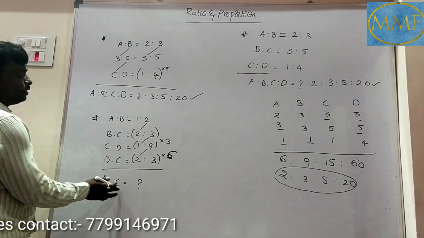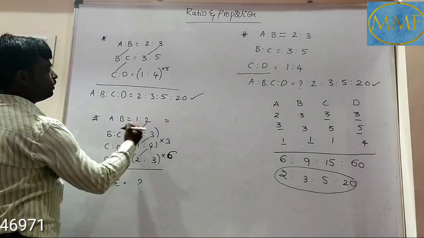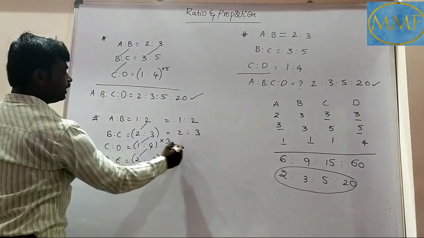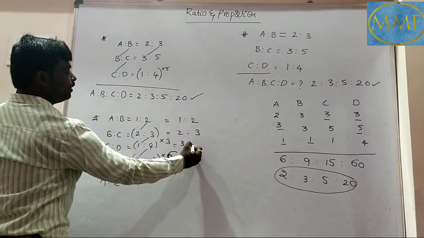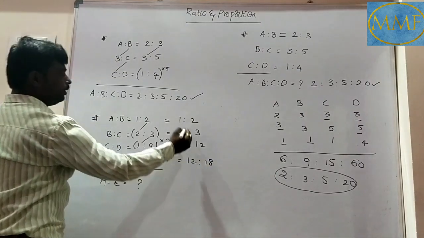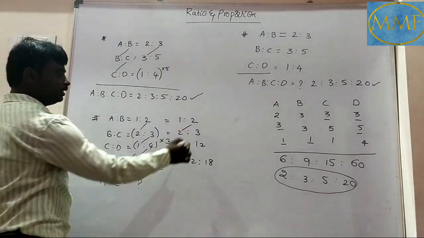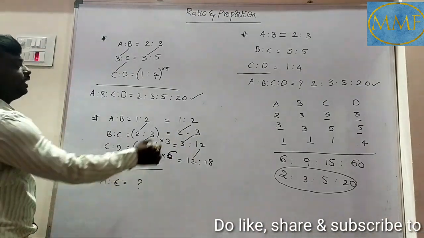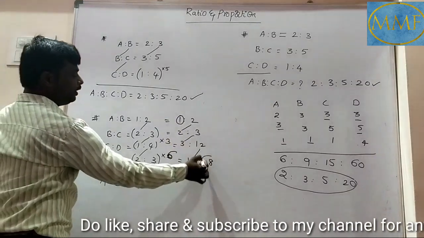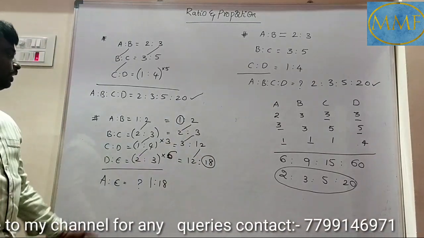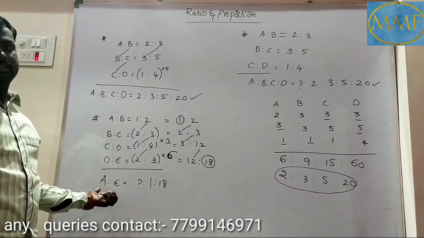Now what is A is to E? Then we'll see. So what is this value? 1 is to 2, and again 2 is to 3, and again 3 1s are 3, 3 4s are 12, again 12 is to 18. If you see, the B value must be the same, the C value must be the same, D also must be the same. Then I can directly write A is 1, E is 18. So what is 1 is to 18? Like that you can do any calculations.